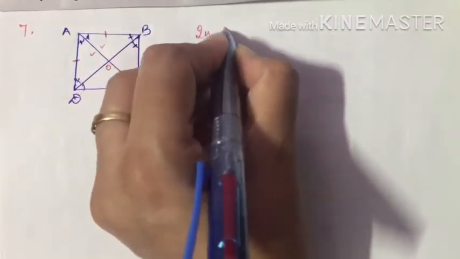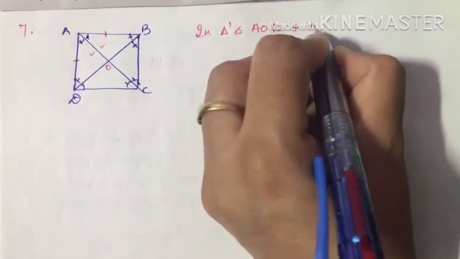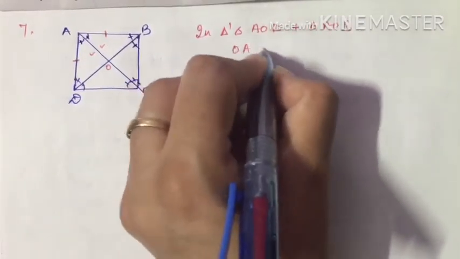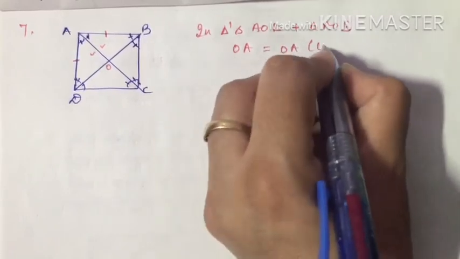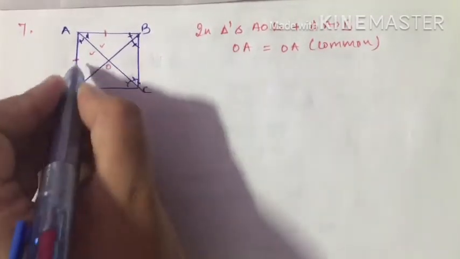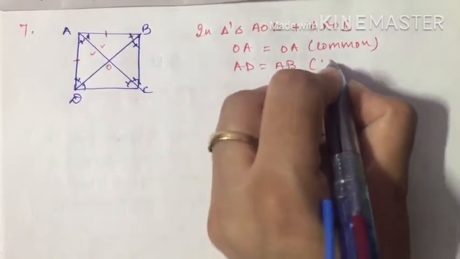So in triangles AOD and AOB, AO is equal to AO, common. Fine. Then AD is equal to AB because it is a rhombus.